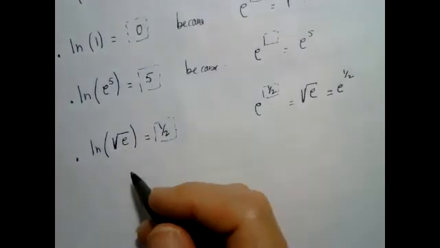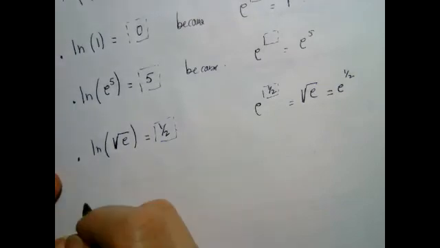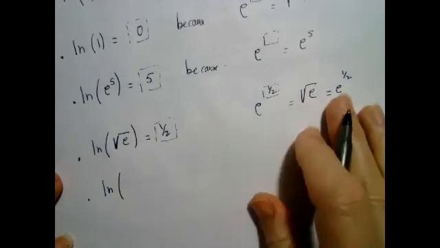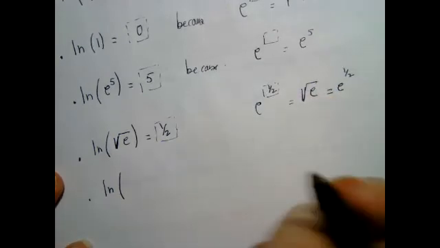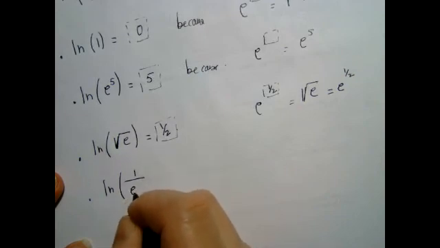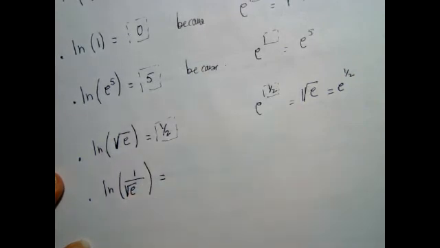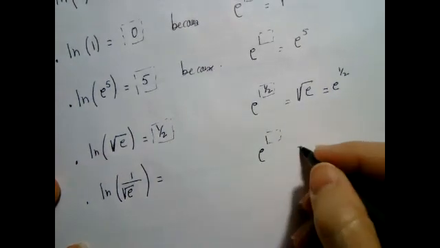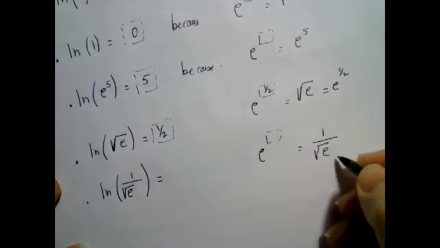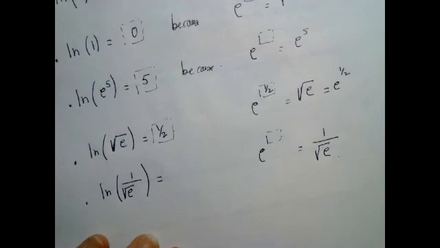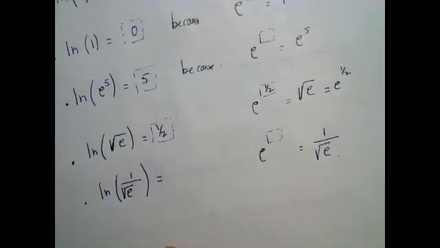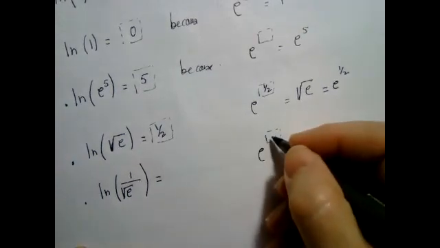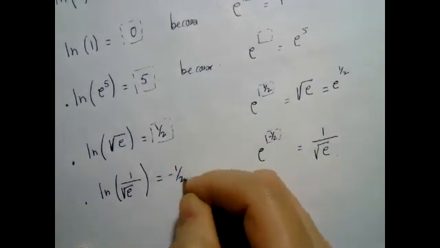Right, so the last one is: what's ln of 1 over square root of e? Means what's the thing I have to raise e to the power of to get 1 over the square root? Sage, Jake, all of you. Naki is answering. Okay, minus a half, absolutely.